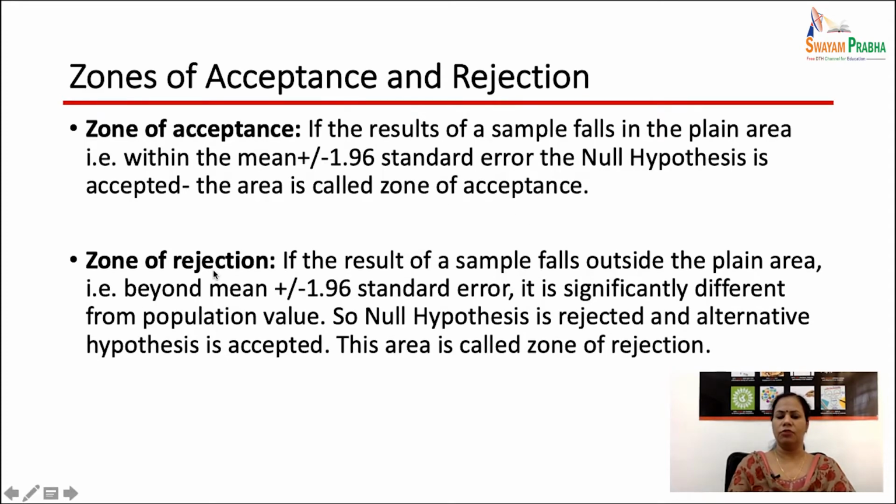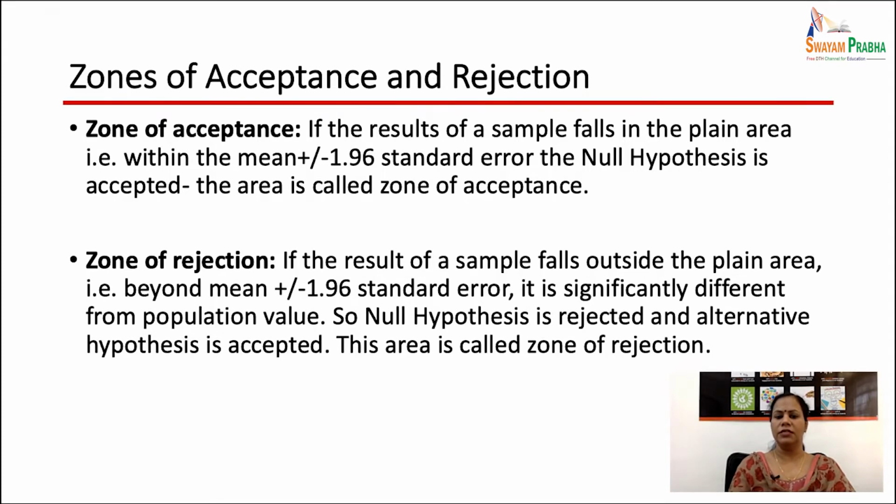Now what is the zone of rejection? If the result of the sample falls outside the plane area, or beyond the mean plus minus 1.96 standard error, it is significantly different from the population value. So if any value falls beyond the 1.96 standard error, it means it is beyond the 95% of sample means, or 95% of the values.